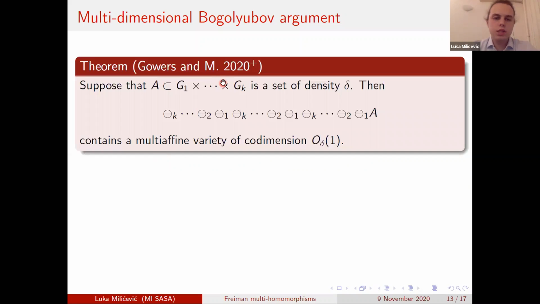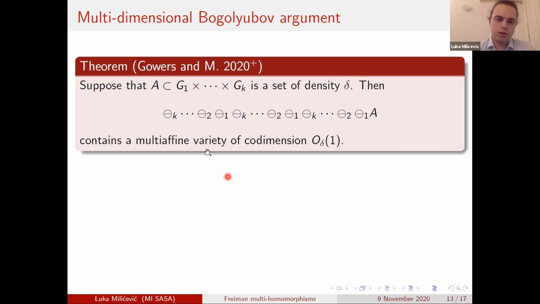So this is our second application of the inverse theorem for Freiman multi-homomorphisms. And suppose that this time A is a dense subset of the product G1 up to Gk. And then we do the following. So first take the difference set in the first direction, then in the second direction, all the way to the Kth direction. You do the same thing again, first direction, second direction, Kth direction, and you do the whole thing for the third time. And the resulting set necessarily contains the best possible structure, namely a multi-affine variety of bounded codimension. So this time we have solutions to a bounded number of multi-affine equations.